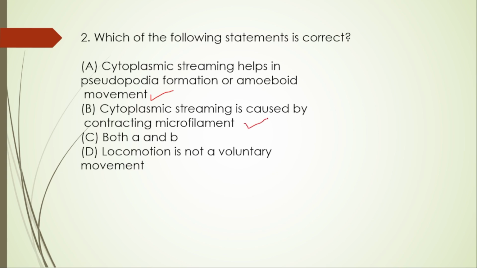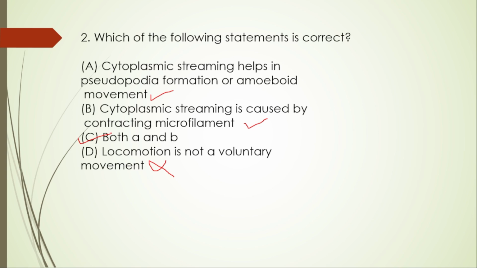The movement of cytoplasm is driven by the interaction of motor proteins, that is myosin, with actin microfilaments within the cytoskeleton, which is present inside the cell. And then C, both A and B. D, locomotion is not a voluntary movement. This one is wrong actually. In many higher organisms, for example humans, locomotion, that is moving from one place to another, is a voluntary action controlled by the somatic nervous system. So here the right option is option C, both A and B.